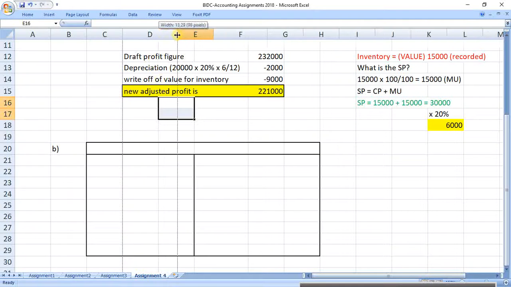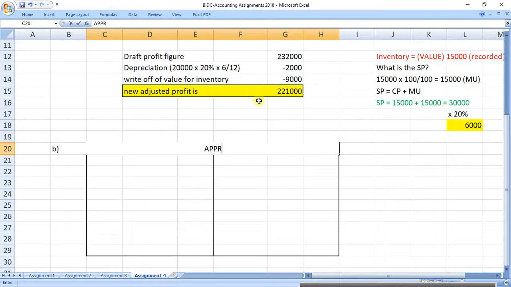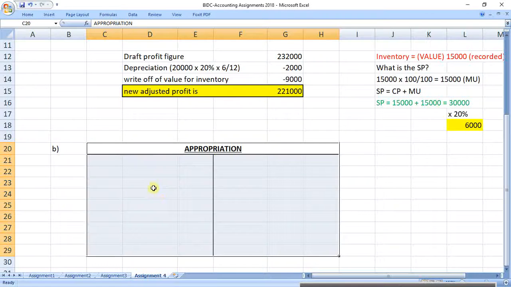Right, so now I know I'm going to be drawing up something that looks like that. And I know this is called appropriation. Okay, so the appropriation account, just to revise, is the account that is used to distribute profits in the business to its partners. Okay, so we need to look at the additional information to see what we've got. It shares profit between the partners. Okay, because remember, partners, more than one. Appropriate means to share, distribute.